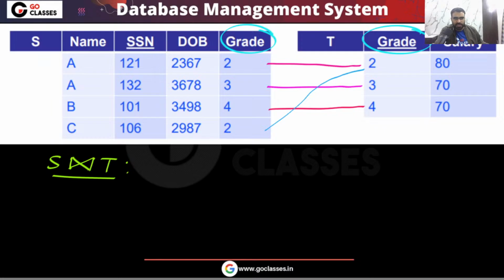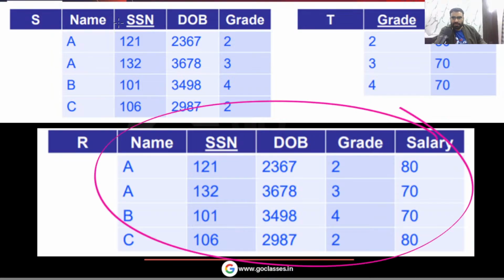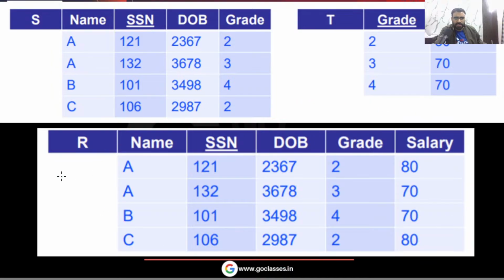So finally, in the output of this natural join there will be a total of 4 tuples. Let me show you the output. This table will be the output. So I can say that this table R is equal to S natural join T.